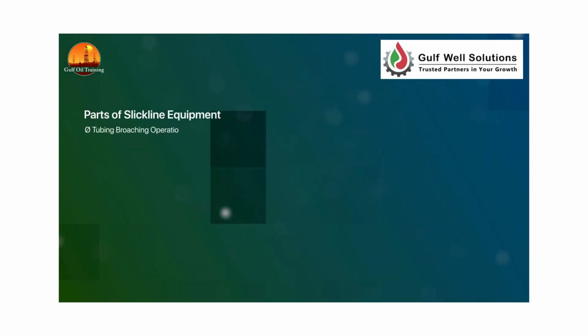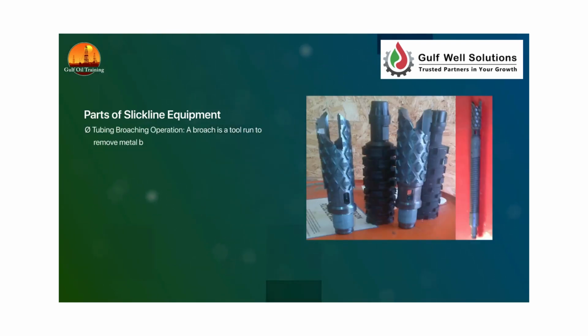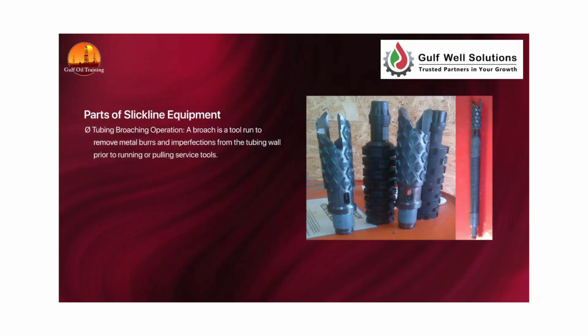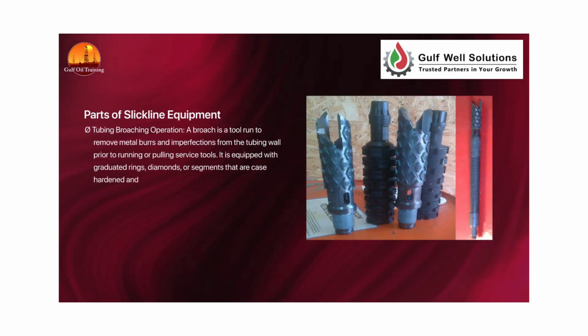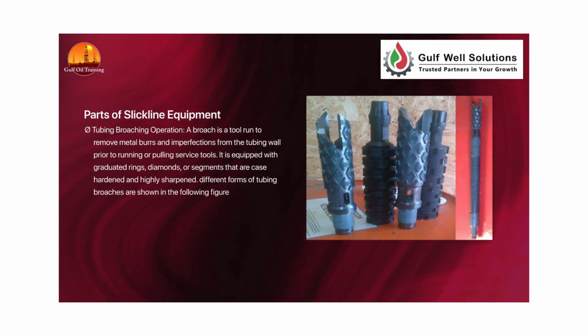Tubing broaching operation. A broach is a tool run to remove metal burrs and imperfections from the tubing wall prior to running or pulling service tools. It is equipped with graduated rings, diamonds, or segments that are case hardened and highly sharpened. Different forms of tubing broaches are shown in the following figure.